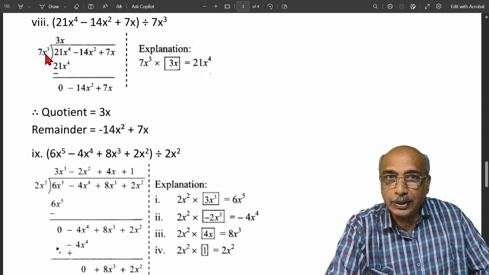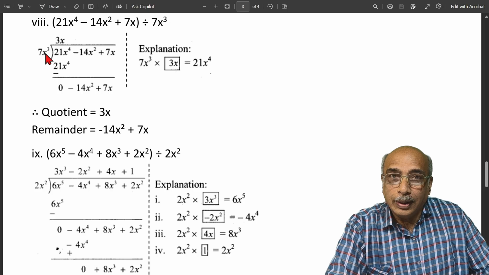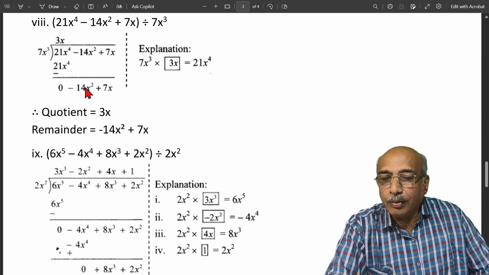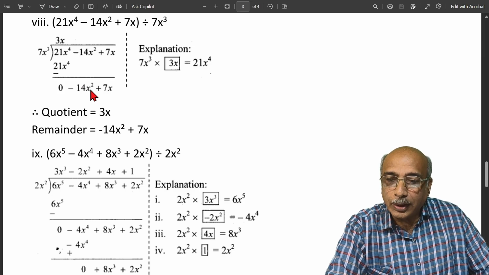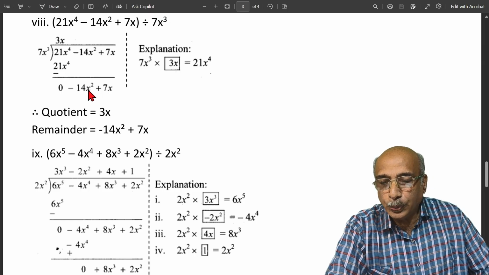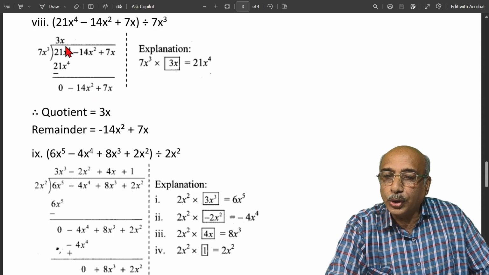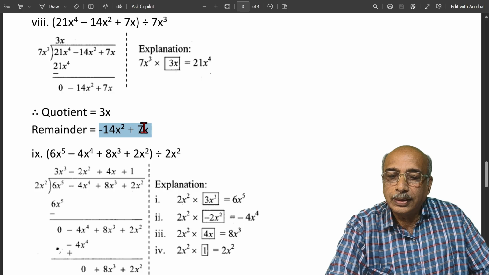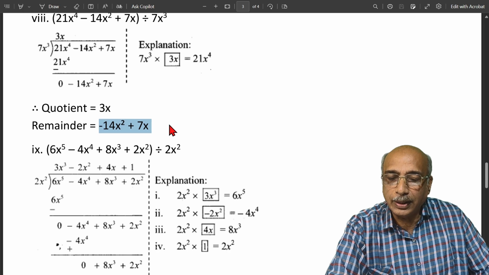If the raised to power is not equal or if it is less, then we have to stop there, only dividing the term there. So here we will stop as the raised to power term is less. Here it is x raised to power 3, here it is x raised to power 2. Clear? So quotient will be only 3x and remainder will be minus 14x square plus 7x.